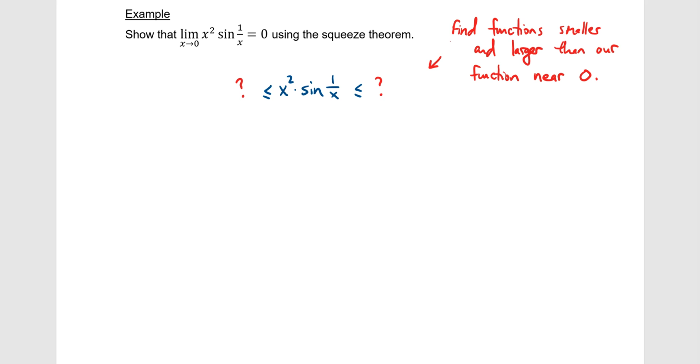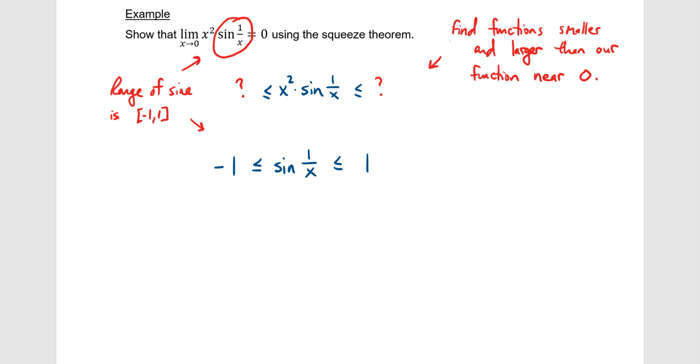Something that is good to use, a little trick: if you have sine or cosine, we know that the range of sine and cosine is from -1 to 1. So that is a great place to start, because now we need to make this middle part look like what we started with. And now all we need is an x squared, right? All we need is an x squared.